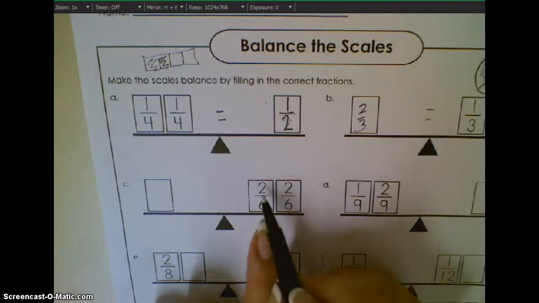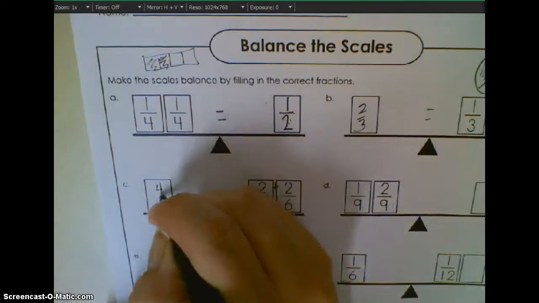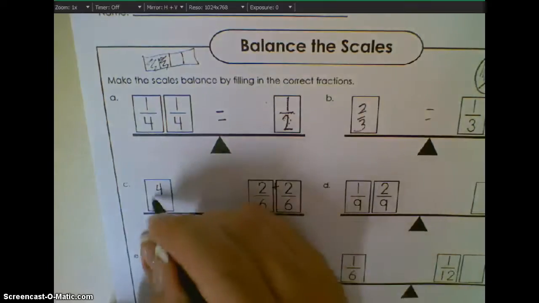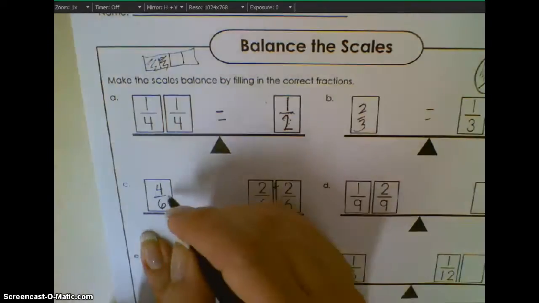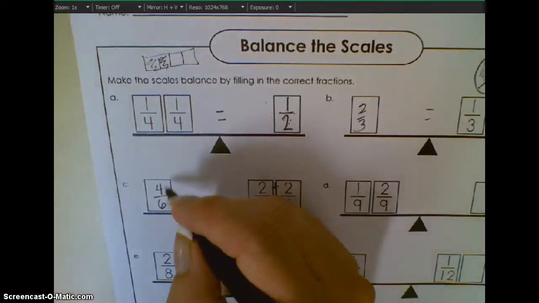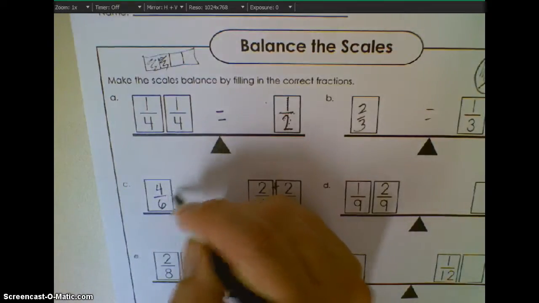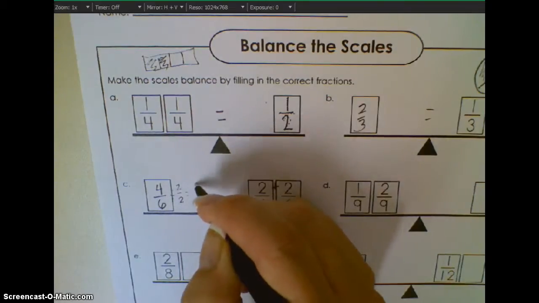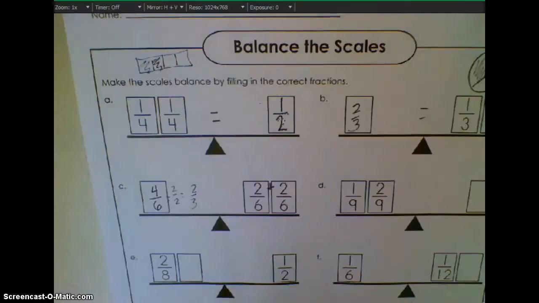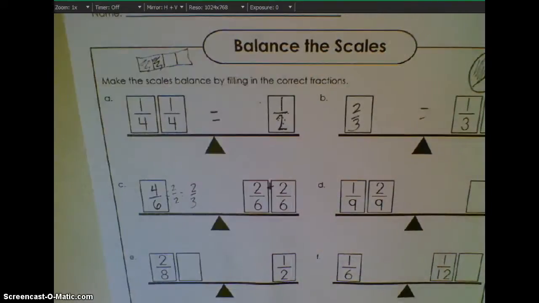This one, I've got 2/6 and I have another 2/6. If I add these two top ones together, I get 4, but they're still split into 6 equal pieces, so I get 4/6. I can leave it like that, or if I want to, I can reduce it. Just like we sometimes will multiply by 2/2, I can also use that same property, that identity property, and divide by 2/2, and then I would get 2/3 if I wanted to do it that way. But 4/6 is an okay answer as well.